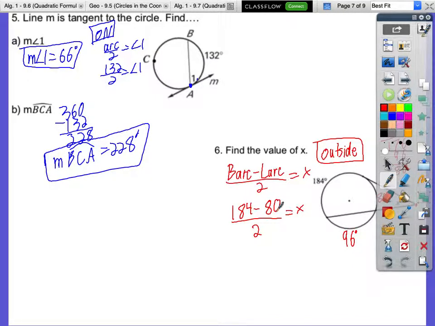What's 184 minus 80? 104. And then we take that divided by 2, and x equals 52 degrees.